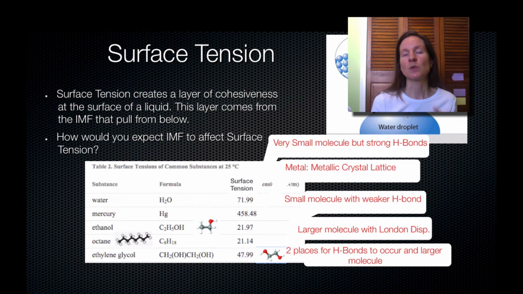Sometimes when looking at a list of substances, it's hard to predict exactly how strong the IMF is, but what we're mostly looking for is, number one, does it have a hydrogen bond, which water and ethylene glycol did, and then how big is it, because the size is going to start to affect the London dispersion force, and that London dispersion force will start to have a larger effect.